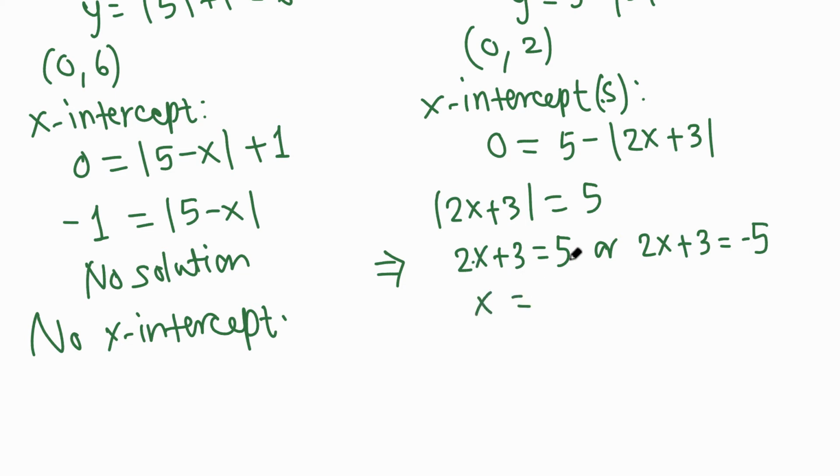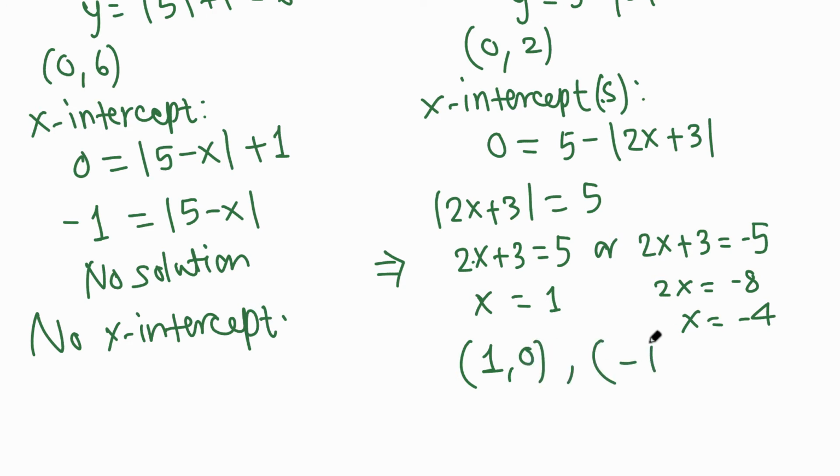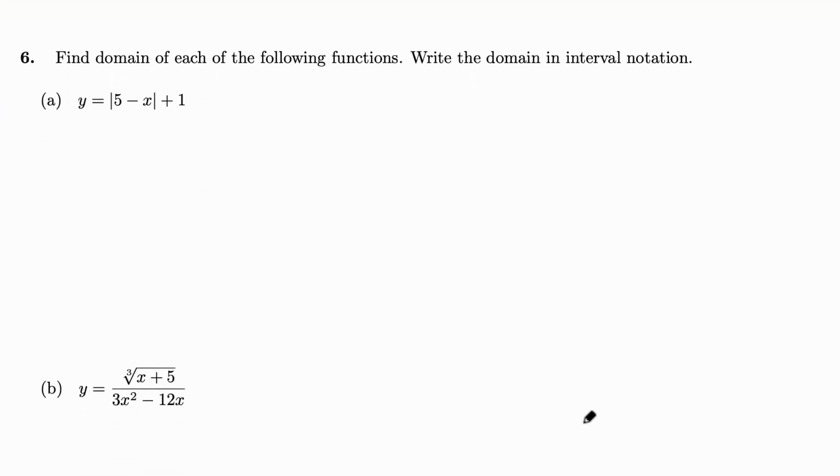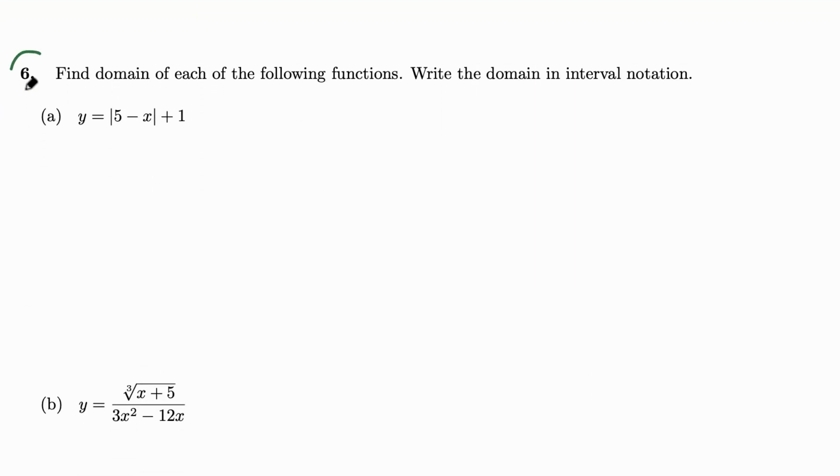So x equals, subtract 3, 5 minus 3 is 2, then divide by 2. So this is 1. Here subtract 3. So let me show you. Subtract 3 means negative 5 minus 3, negative 8, divide by 2. So negative 4. That means we got x-intercepts (1, 0), (negative 4, 0). Okay. In number 6, sorry.